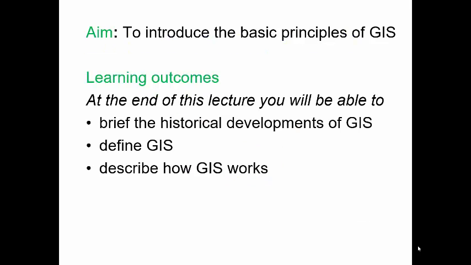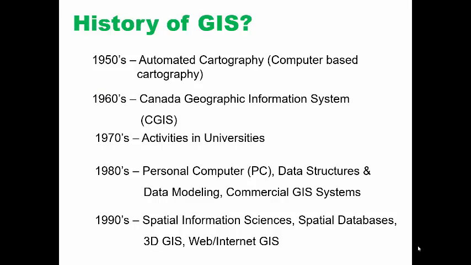So, the aim of this lecture is to introduce the basic principles of geographic information system and the learning outcomes of this lecture. That means at the end of this lecture, you should be able to briefly describe the historical development of geographic information systems, define geographic information system, and describe how GIS works. Let's move to the history of GIS.